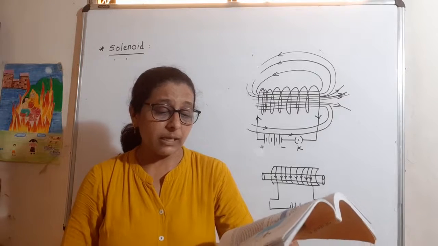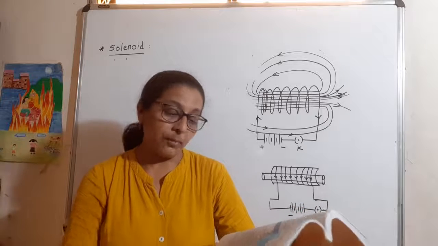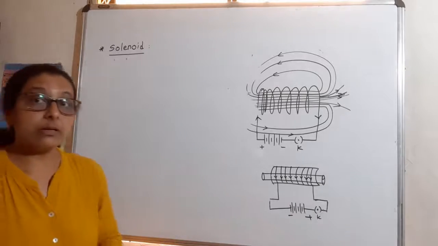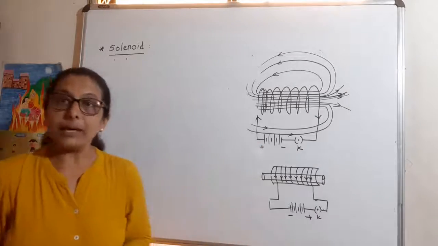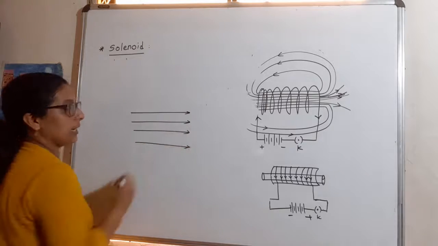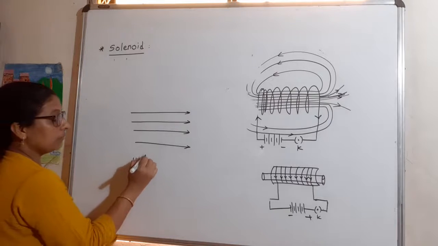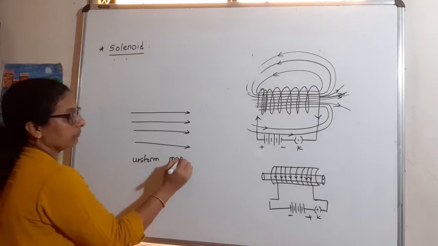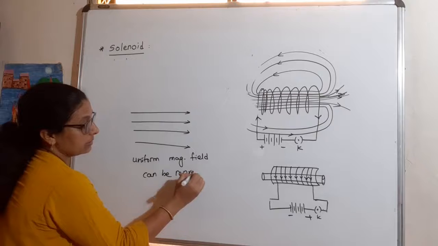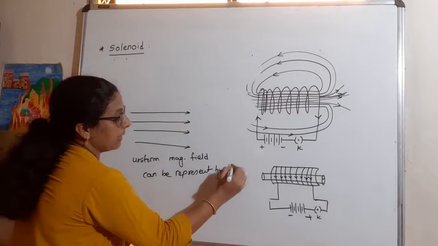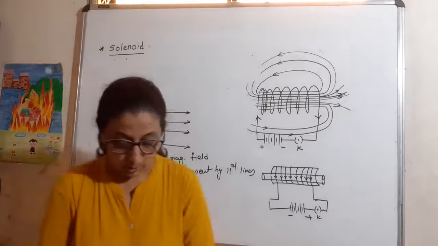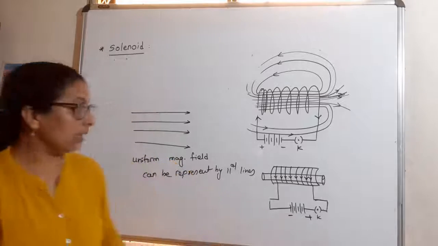The magnetic field in a given region is uniform. Draw the diagram to represent it. Uniform magnetic field को दिखाने के लिए always parallel line का use होता है. So uniform magnetic field can be represented by parallel lines. That you keep in mind. Okay? So you just draw the diagram of parallel lines.